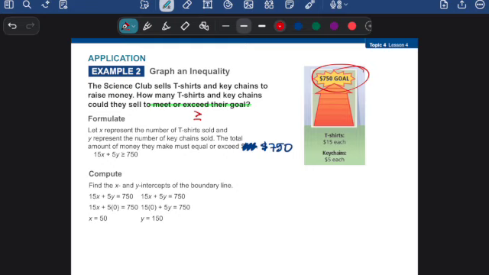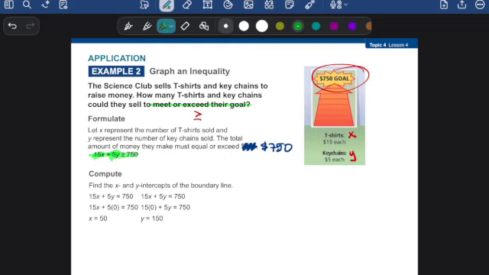And we can see t-shirts are $15 each and keychains are $5 each. We're going to say X is the number of t-shirts and Y represents the number of keychains sold. So then to write our inequality statement, 15X, because that's the cost of the t-shirts, plus 5Y would be the total cost of the keychains at $5 each, is going to be greater than or equal to $750, which is their goal. So there's our inequality statement, and we can graph this by looking at the x and y intercepts.